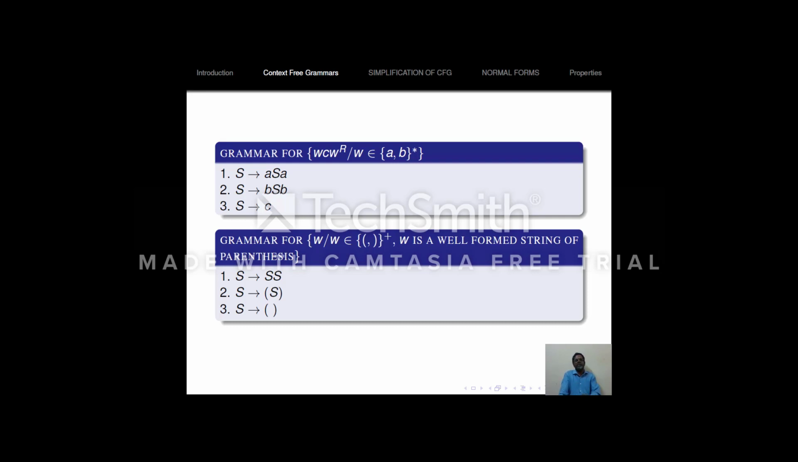In another example of a grammar, W is made up of left parenthesis and right parenthesis, and there is no epsilon in this. So W is a well-formed string of parentheses. Well-formed string of parentheses means for every left parenthesis we should have a right parenthesis. So the first production is S goes to SS. After that, S goes to left parenthesis S right parenthesis, and the terminator is S goes to left parenthesis right parenthesis. So this will take care of all these combinations here.